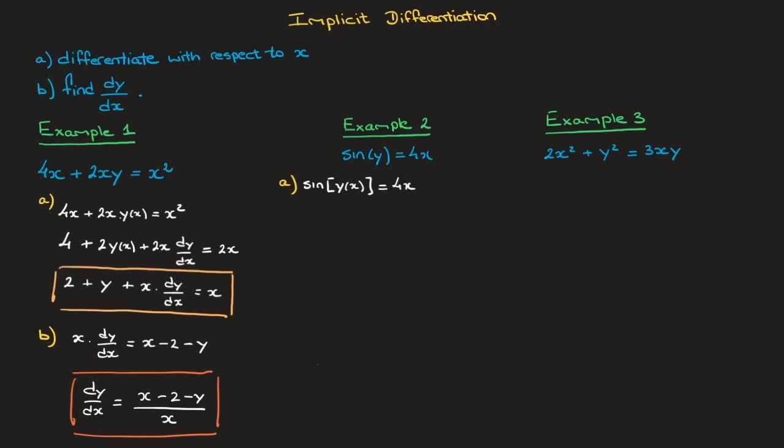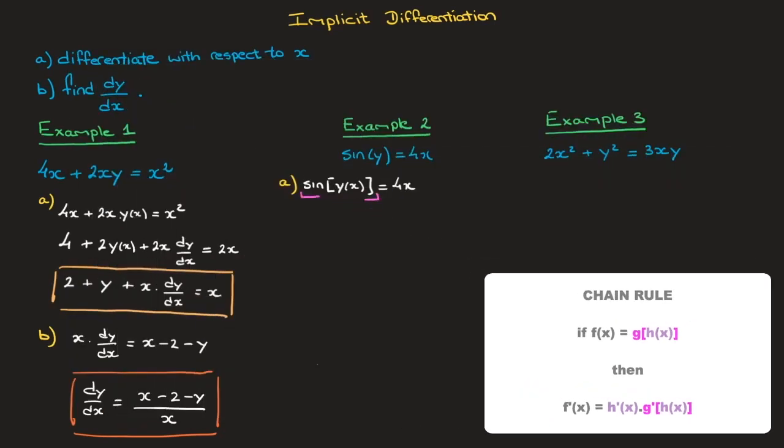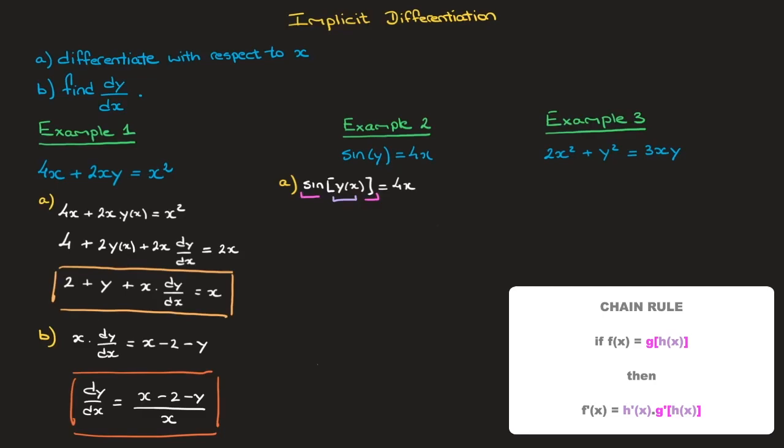Now I can see quite clearly on the left-hand side that I'm dealing with a composite function, so to differentiate it, I'll need to use the chain rule. So let's go ahead. If I think of the sine as the outer function, and this y of x as the inner function, then the chain rule tells us that when we differentiate this, the result will be the derivative of the inner function, so that would just be dy dx, times the composite function whose outer function is the derivative of this outer function, so that's the derivative of sine, which is cosine, and whose inner function is the inner function of the original composite function, so that would just be y.